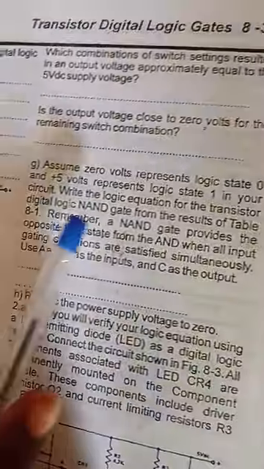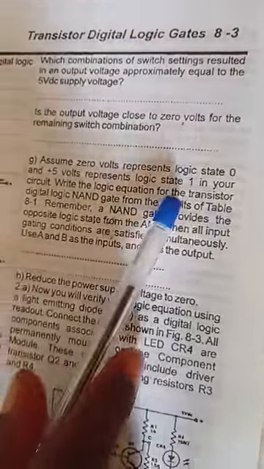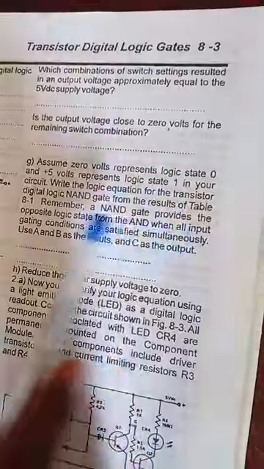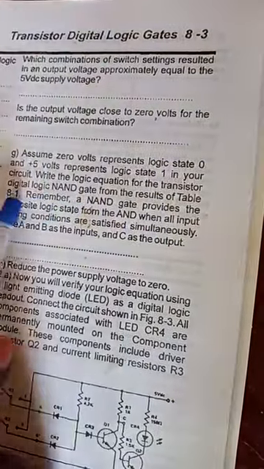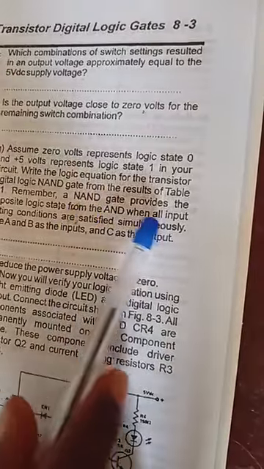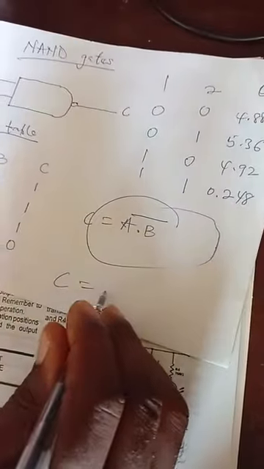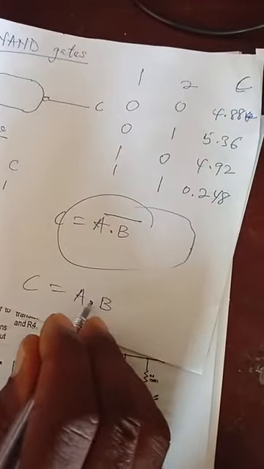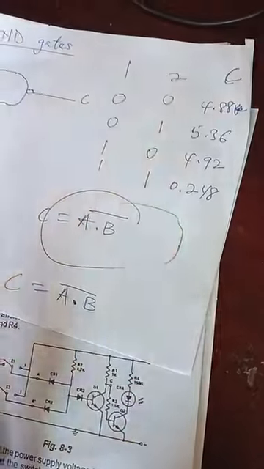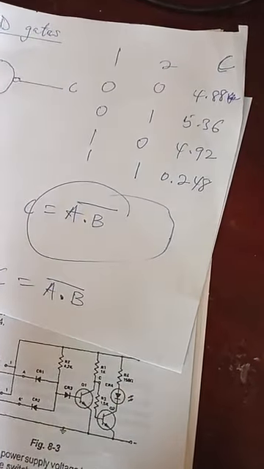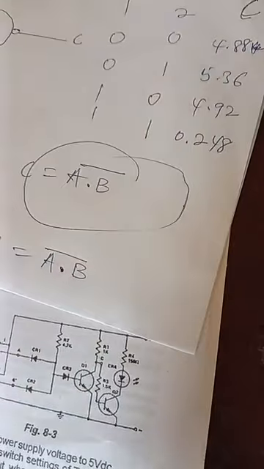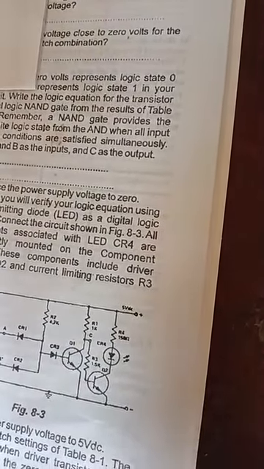Let's go to G. Assume 0 volt represents logic 0, 5 volt represents logic 1 in your circuit. Write the logic equation for the transistor logic NAND gate from the result of the table. Remember, a NAND gate provides output logic. So let's write our logic equation now. It means that C equals the same thing as the equation of the AND gate, but we are going to put a bar, that's the negation of it. It's the opposite, the reverse of the AND gate. That's how the equation is supposed to be.